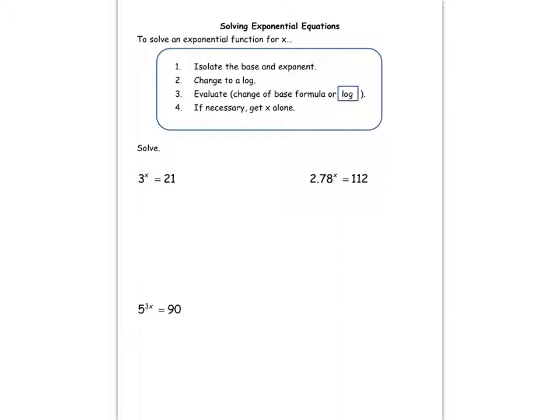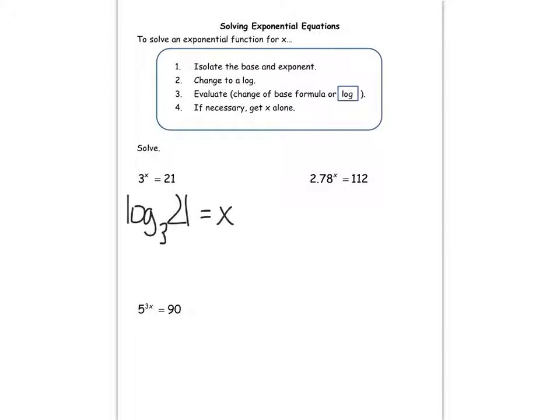If I rearrange this, I can tell the base is 3, so I would have log with the 3 on the bottom. Logs equal exponents, so I'm going to send the x to the other side. And then I must be taking the log of 21.